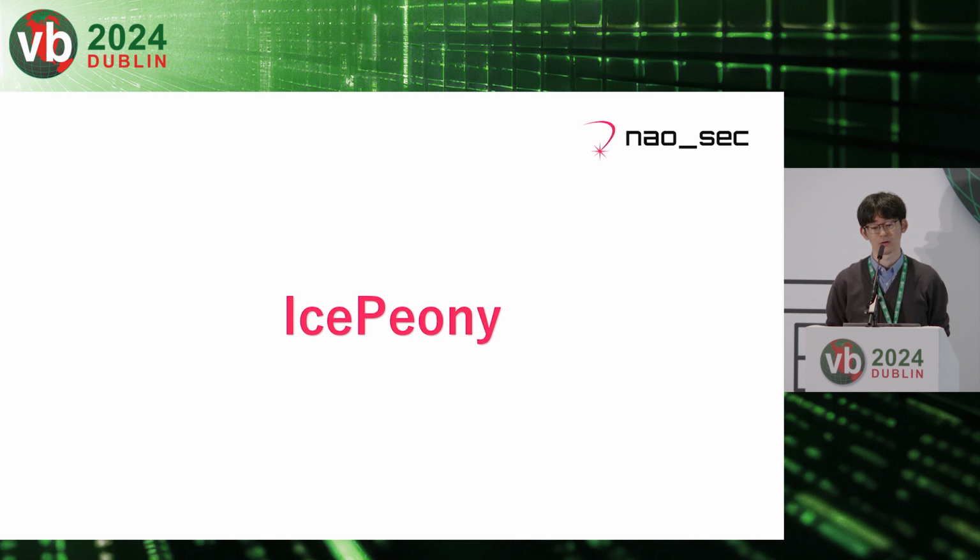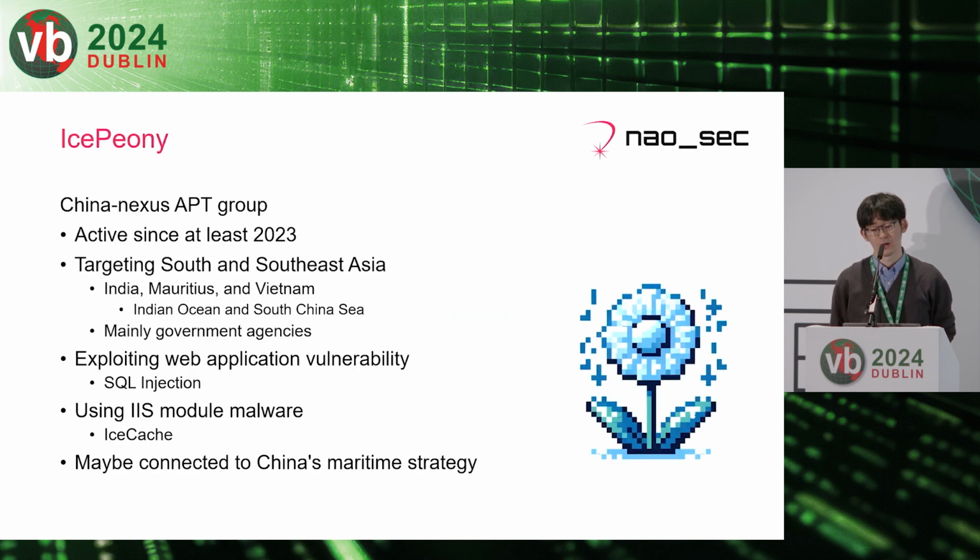Okay, first, let's take a look at some basic information of IcePeony. IcePeony is a known attack group. Our research shows that they have been active since at least 2023. They mainly target Asian countries such as India and Vietnam. In the log files we analyzed, there are over 200 attempts to attack various government websites in India.